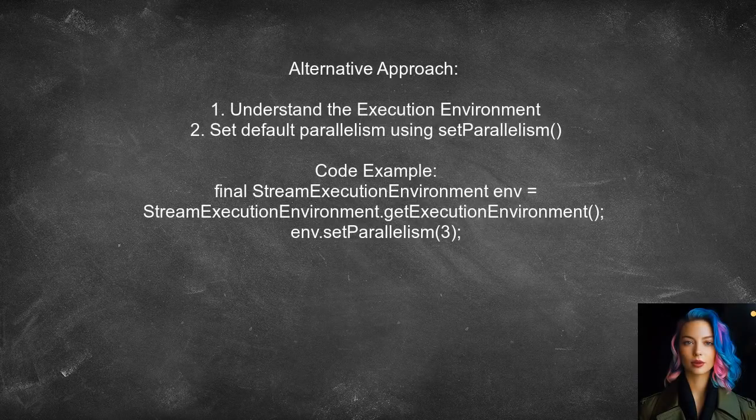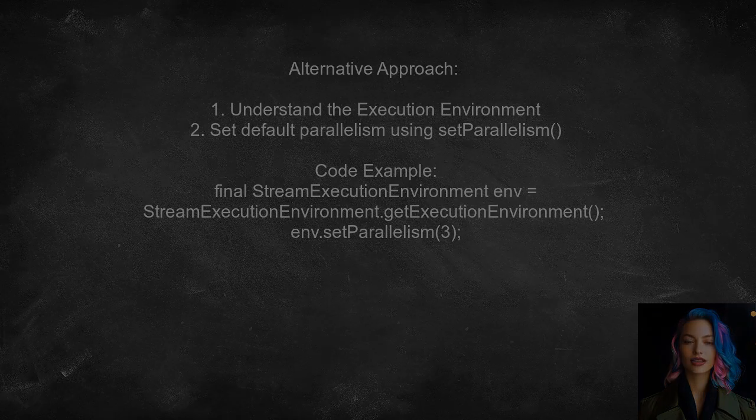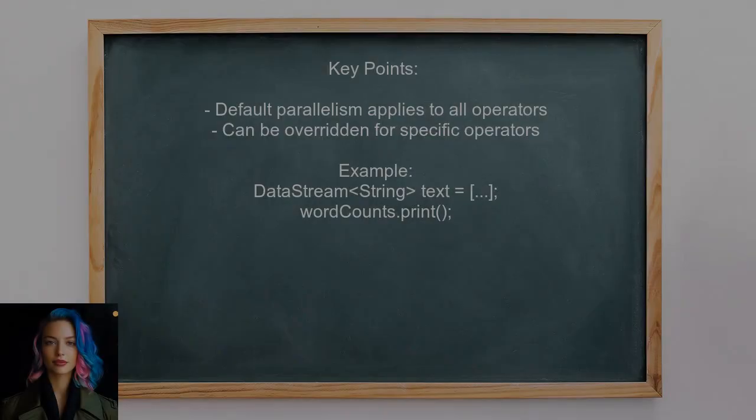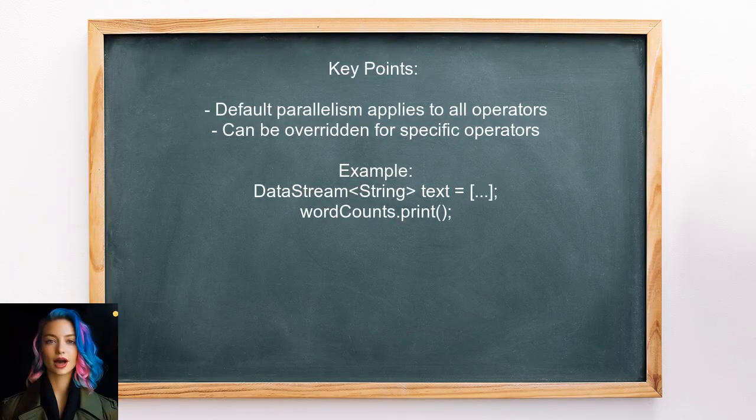An alternative approach shared by a user highlights the importance of the execution environment in Flink. They explain that the execution environment sets a default parallelism for all operators, which can be adjusted using the set parallelism method. This user also emphasizes that while the default parallelism applies to all operators, it can be overridden for specific operators if needed. This flexibility allows for tailored performance adjustments.